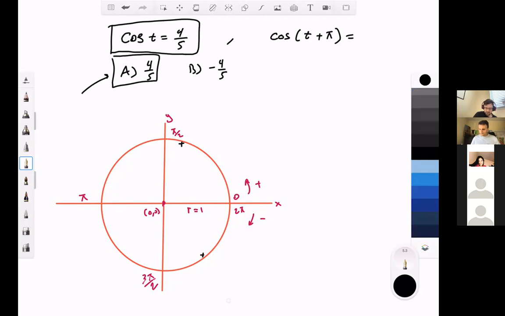But quadrant 4 is kind of confusing. I'm going to pick one t here, for example. This I'm going to call t, and the cosine of that will be this much. If I make a right triangle, this length here will be cosine.